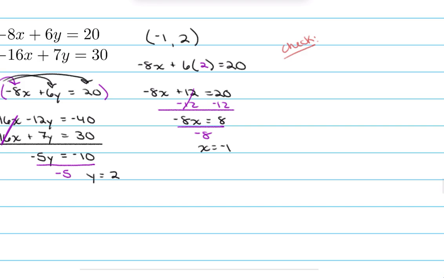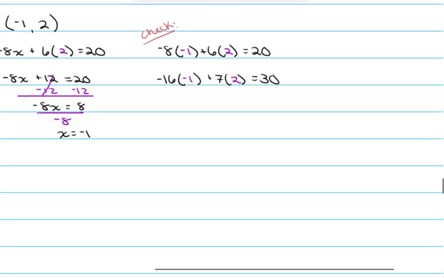So when I plug my x value in, I get negative 8 times my x, which is negative 1, plus my 6 times my y, which is 2, equals 20. And I have negative 16 times my x, which is negative 1, plus my 7 times y, which is 2. And that needs to equal 30. So let's clean those up. Let's see if it works.